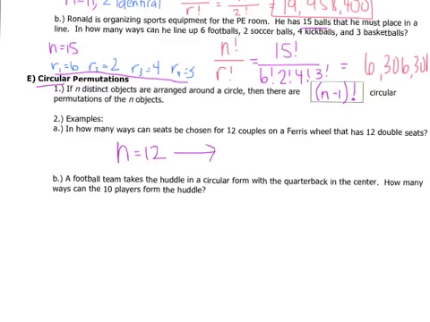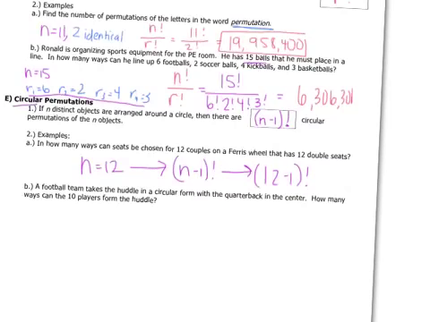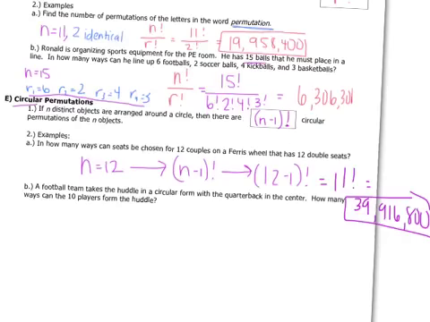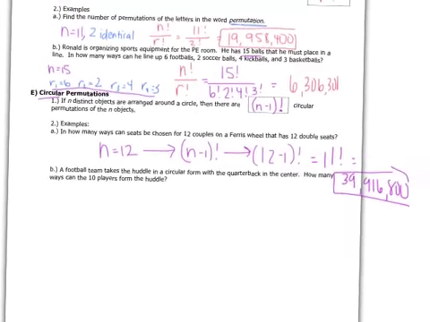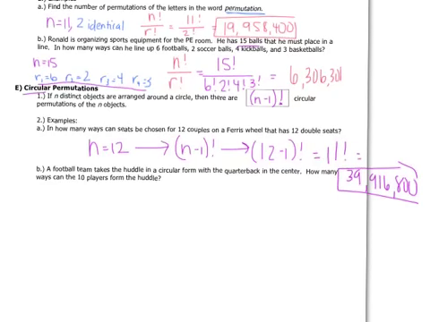So circular permutation, I take n minus 1 factorial. Well, if n is 12, this is 12 minus 1 factorial, which is 11 factorial, which is 39,916,800. Be sure that you know how to do these computations on your calculator. If you have questions about using your calculator, please come see me.